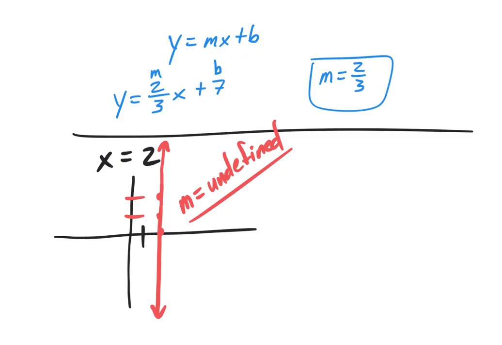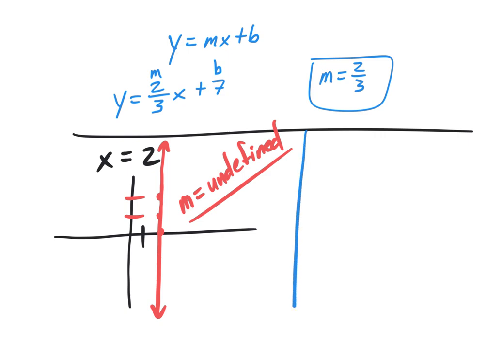You don't necessarily have to graph it, right? If I see an equation that's x equals with no y in it, immediately I'll know that it's always undefined, okay? Now, if you needed to graph it to give you a visual of what's going on, there's nothing wrong with that, but just know x equals whatever is always an undefined slope, vertical line.